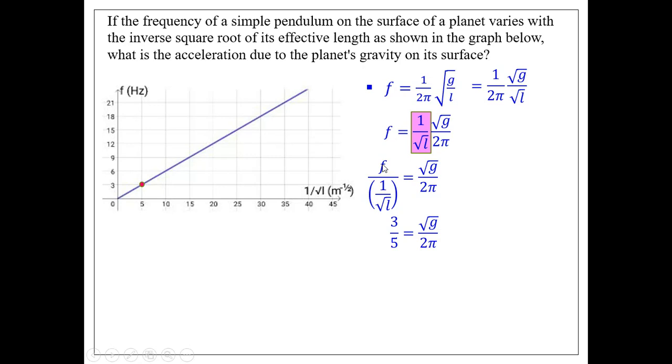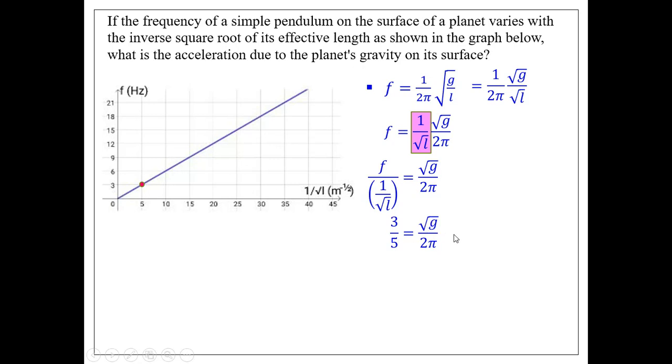So here, the frequency is 3 because that's on the vertical axis. This point intersects at 5 and 3, right? 5 to the right, up 3. So f would be 3 because that's the rise, and 1 over radical L would be 5. So I'm going to replace that whole parentheses with just 5. And on the right side, nothing has changed.